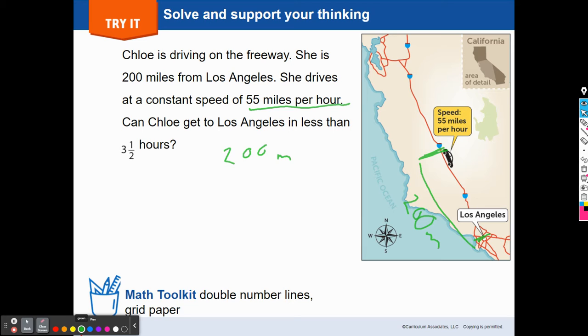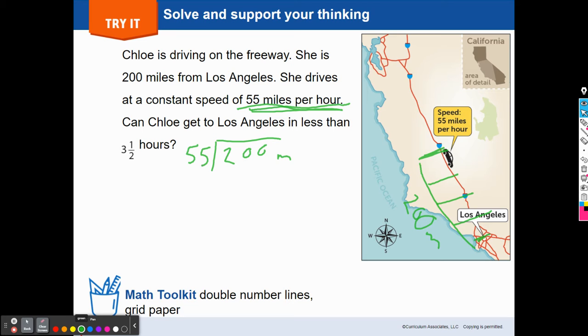We can look at this and go, okay, I could take this 200 and divide it by the miles she travels per hour. Because each hour is 55 miles, right? So if I take that 200 and divide it by 55, that will tell me how many hours it's going to take her. And then I can look at that and say, is that less than 3.5 hours? So I could solve it that way. So let's do that.